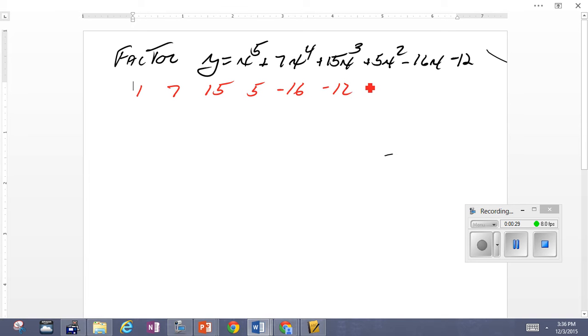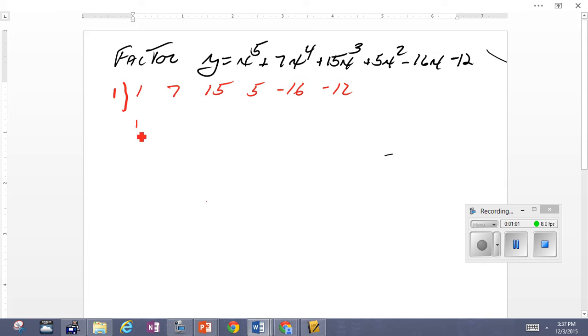Okay, so I've put down my coefficients. This is a fifth power. One round of synthetic division should take it down to a fourth power. Then I'll have to do another round to bring it down to a third power, then a quadratic. So let's see what happens. I'm going to presume one's going to work. Even if it doesn't, I'll know because I won't get a zero here.